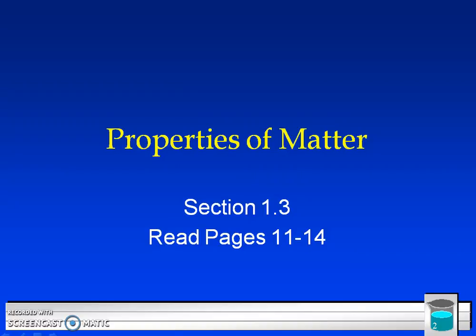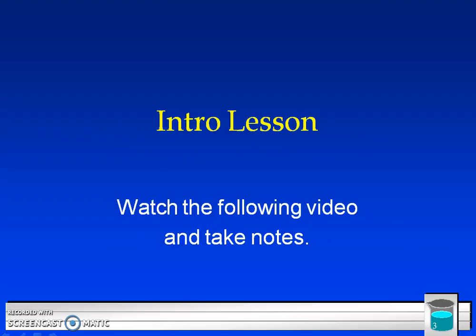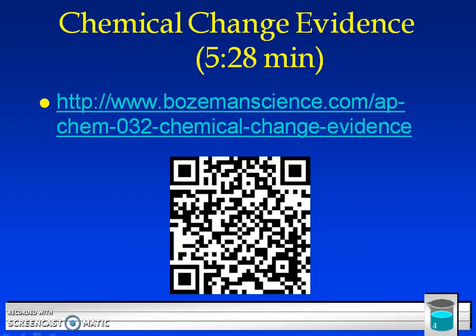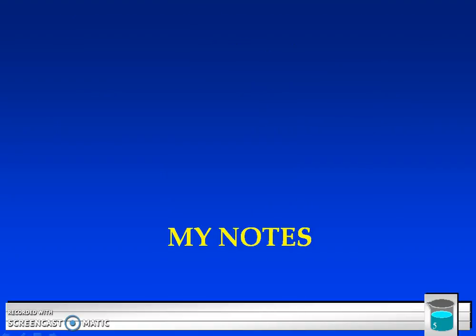This is Mrs. O'Neill for AP Chemistry, Chapter 1, Section 3, Properties of Matter. The first thing you should have done was watch Mr. Anderson's introductory video on chemical change evidence. You should have taken some notes.